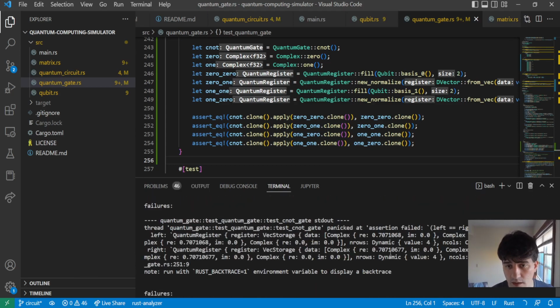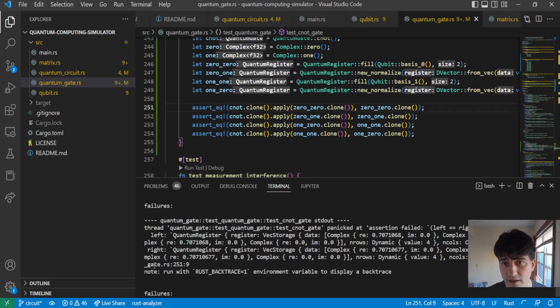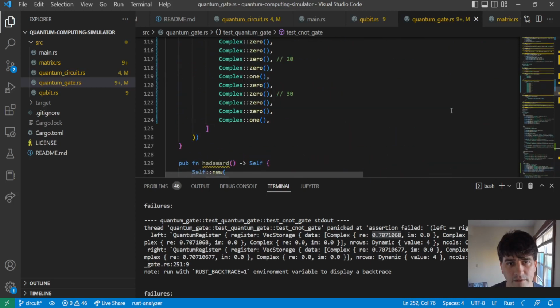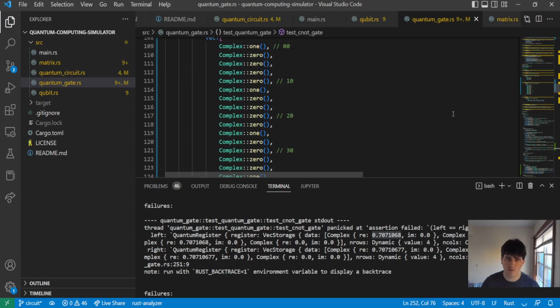Let's see. Where does it fail? Okay, the very first one fails. So, quantum register has some crazy value in it. Well, not some crazy value. It has this 1/√2 in it. Where is that coming from? How do you get 1/√2 from a matrix of ones and zeros?